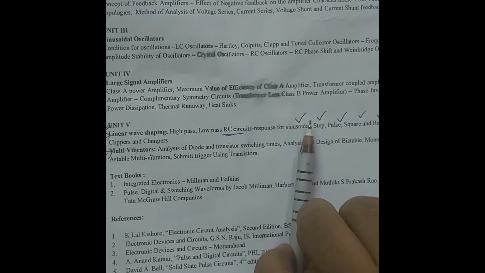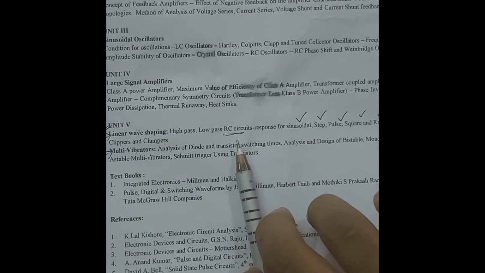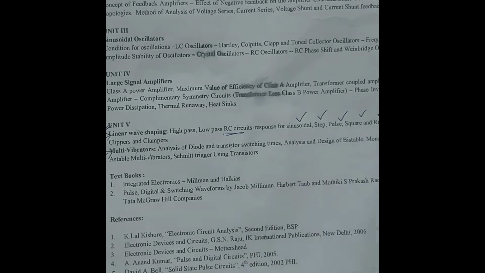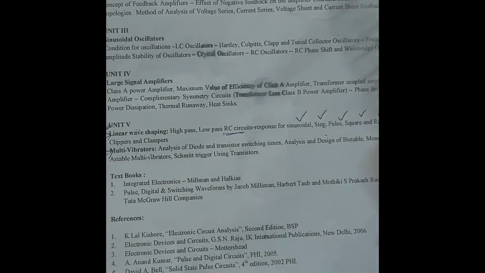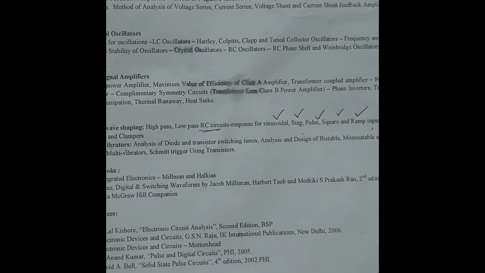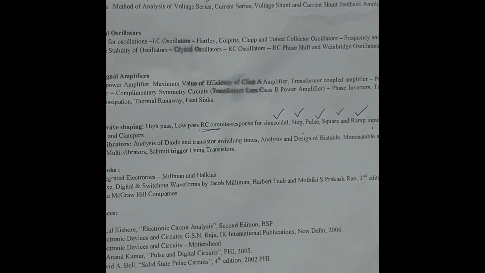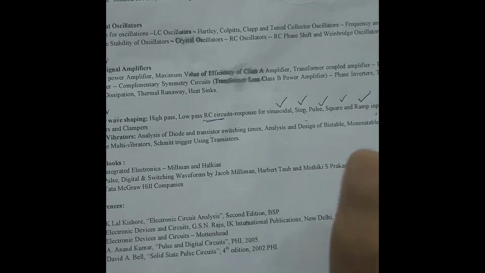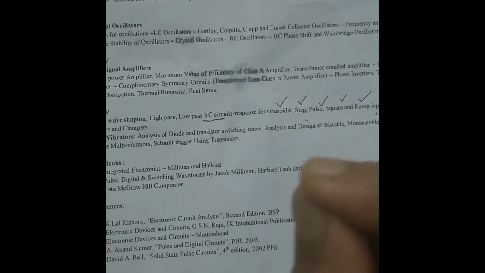If I give a sinusoidal signal as input to a low pass or high pass RC circuit, which shape am I going to get? If I give a step input, which shape am I going to get? If I give a pulse, which shape am I going to get? Like that, square and ramp. We are changing the input signals as per the syllabus, but we are going to analyze what we are going to get. This is the first half of part A of the 5th unit.